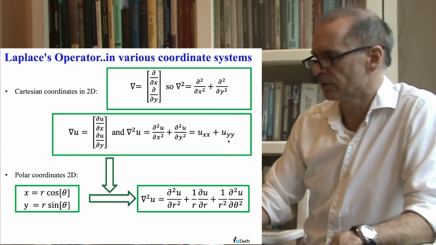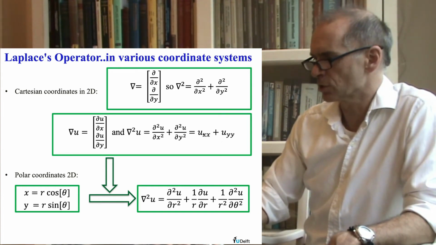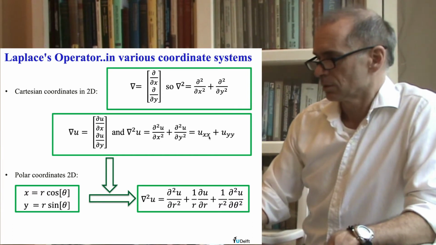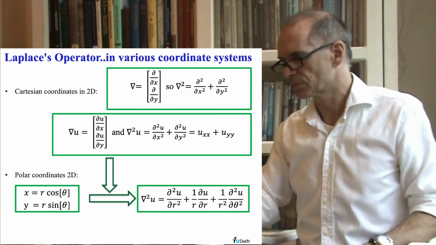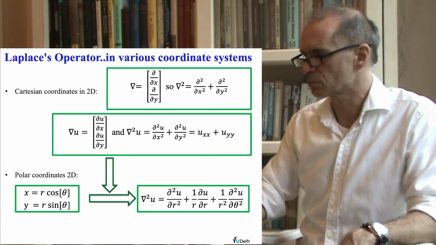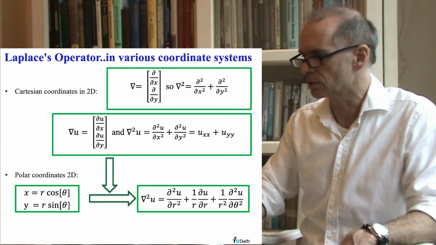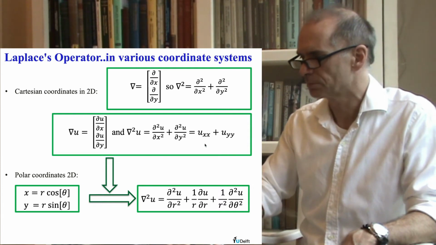You could write it with the subscript notation u_xx, two subscripts, and u_yy, two subscripts. So twice the derivative with respect to x and twice the derivative with respect to y.